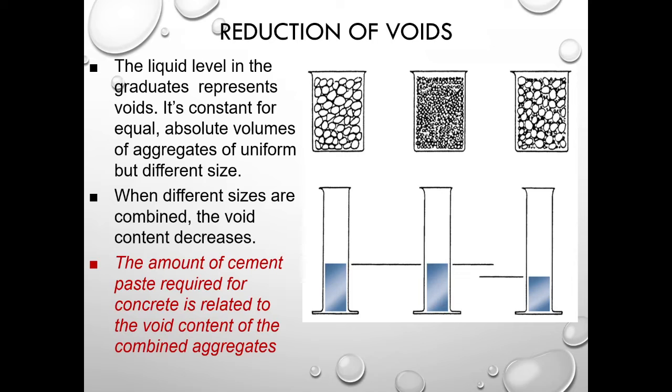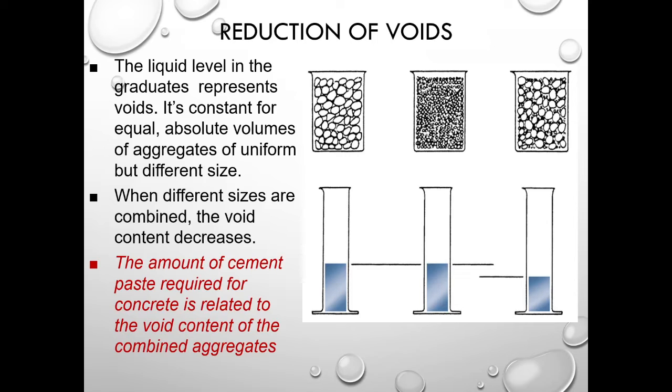In an earlier slide, we looked at some of the effects that the grading of concrete aggregate has on the concrete mix characteristics. You will recall we looked at porosity, in other words, how many voids, the size of voids. This slide shows a little graphical representation of volume of voids based on aggregate grading.